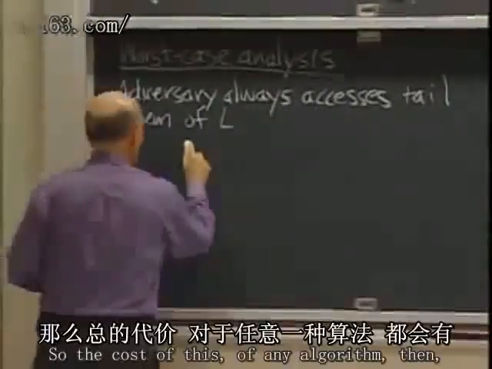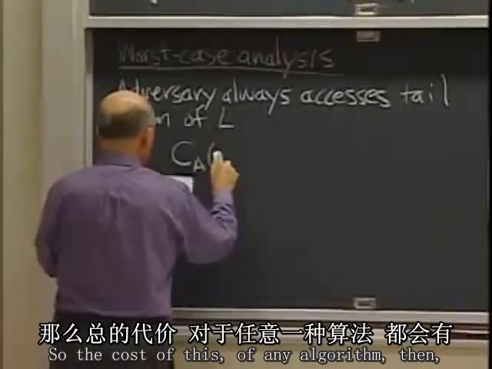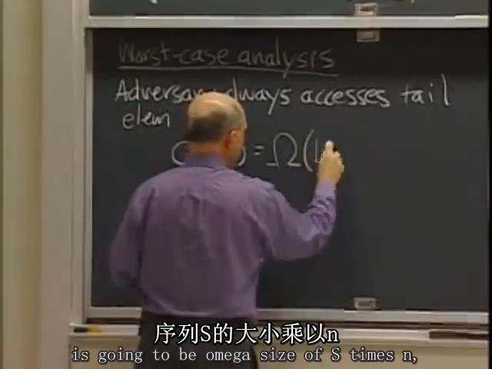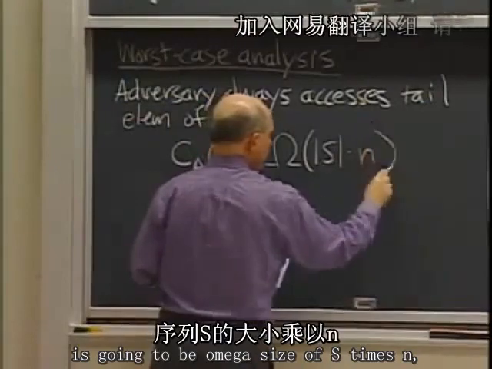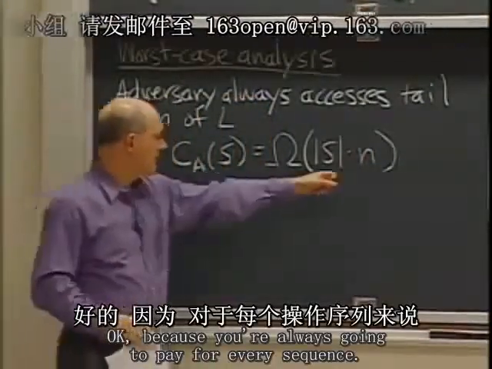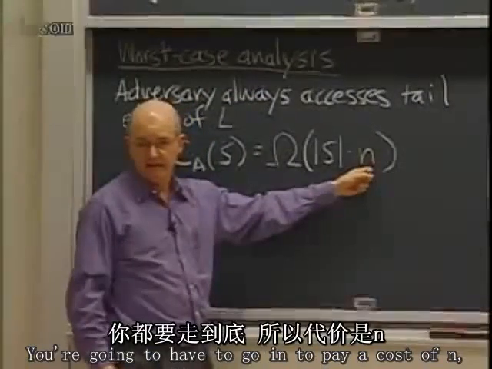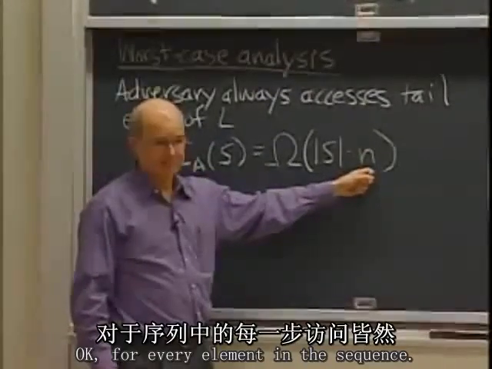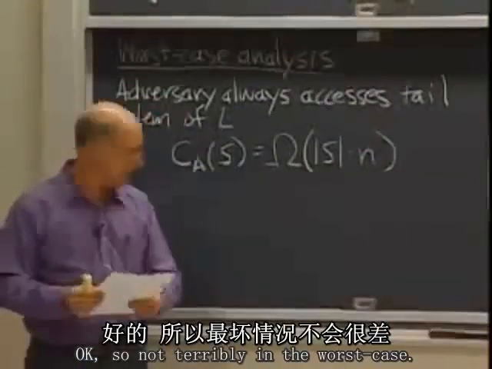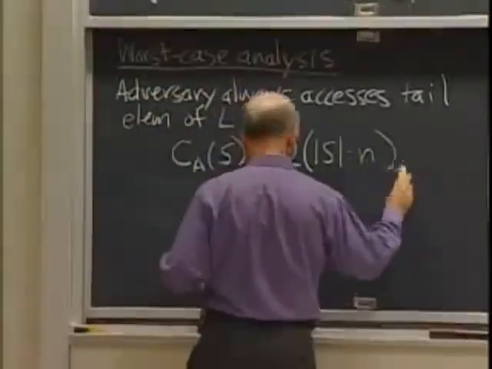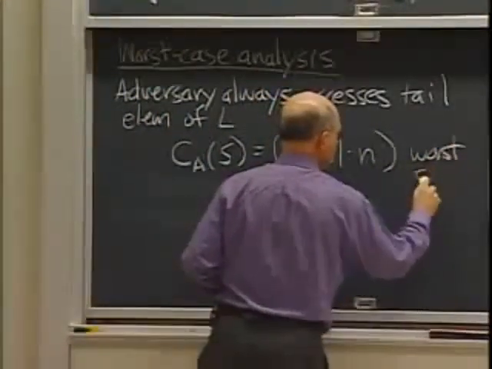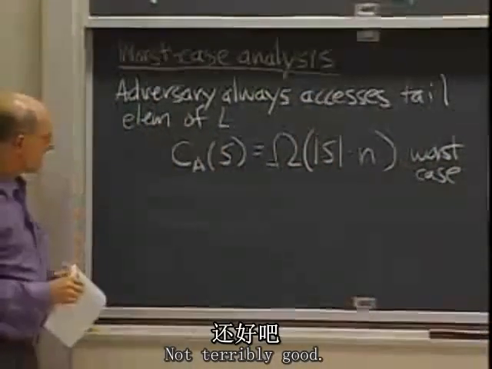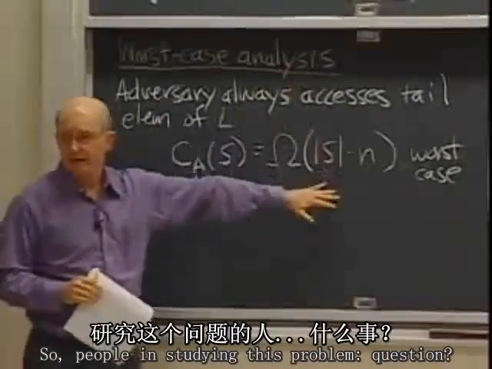So the cost of any algorithm then is going to be omega of size of S times n. Because you're always going to pay a cost of n for every element in the sequence. Okay, so not terribly good in the worst case.